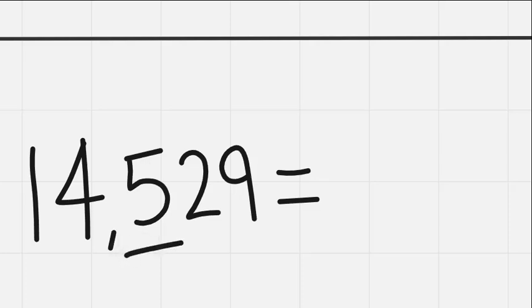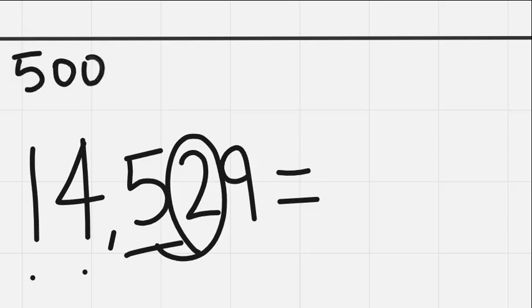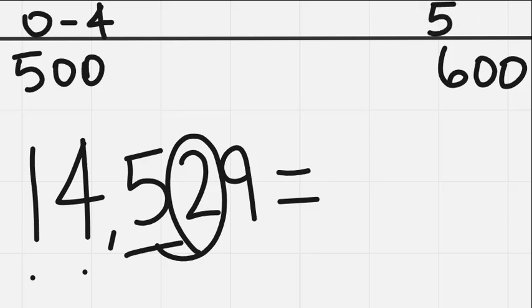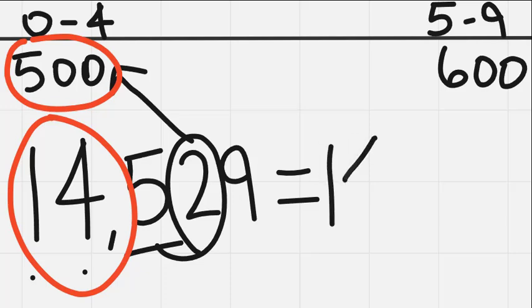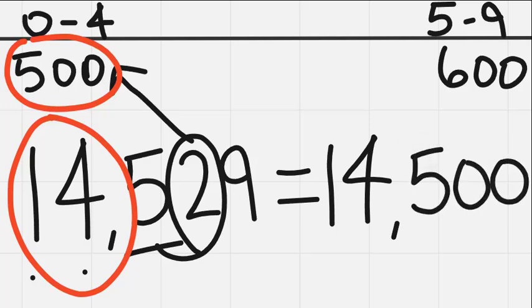We'll underline the 5 because it's in the hundreds place value. We'll circle the 2 because that will tell us how to round. The 1 and the 4 we will ignore. What two hundreds is 529 between? It is between 500 and 600. If you remember, 0 to 4 you round down, 5 to 9 you round up. The 2 tells 529 to round down to 500. So when we write the answer, we'll write 14,500. 14,000 we get from the original problem, and then 500 because the 2 tells 529 to round down. So when we round to the hundreds, we'll have 14,500. Be sure to check your work.